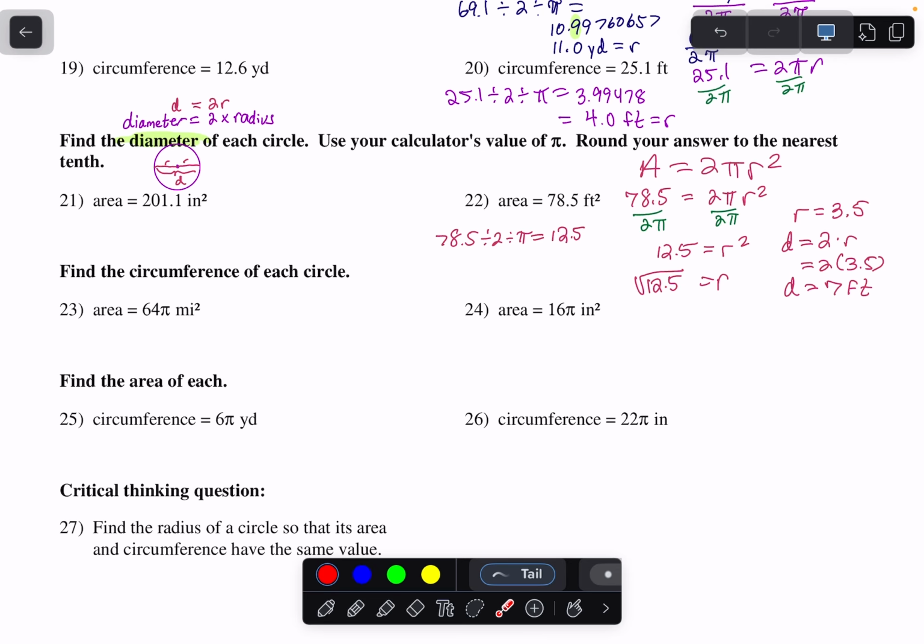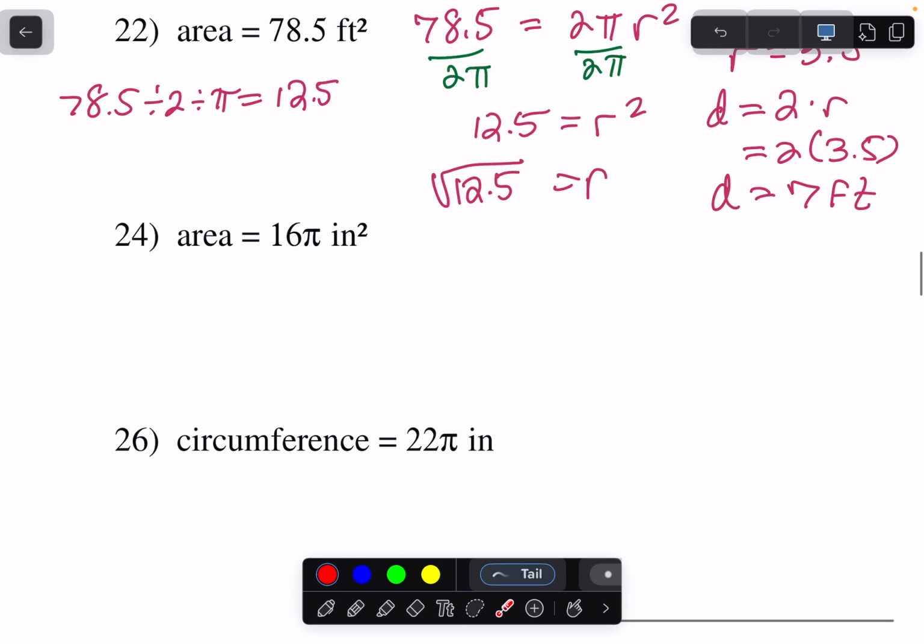Let's do 24. 24 says the area is 16 pi inches squared. Now, let's talk about why that pi is sitting in the problem. Anybody have an idea why they would leave it 16 pi? Why would they do that? As soon as we throw pi into the calculator, we do not have the accuracy by just saying 16 pi.